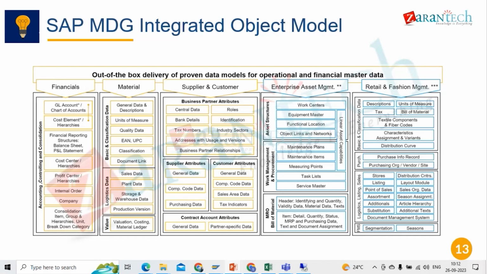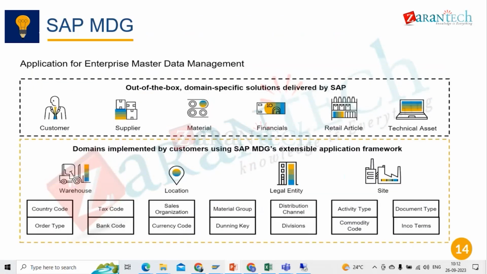In retail and fashion management, here we are going to maintain basics and classification data, purchase data, logistics, listing and sales attributes, and also FMS. I need to check what the full form of FMS is. I'll explain it to you later. Okay, I'm going to the next slide now.